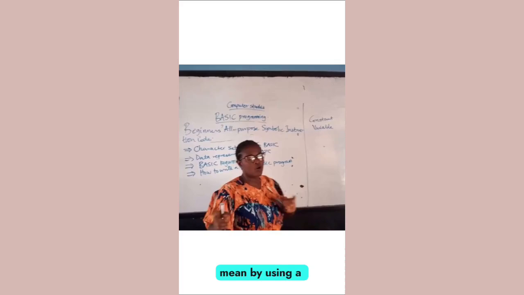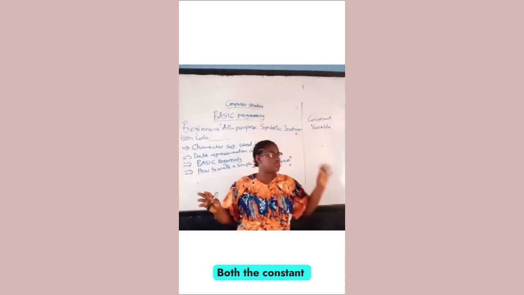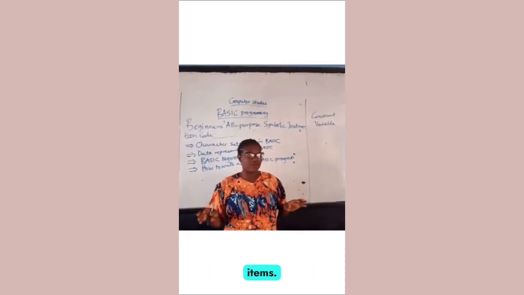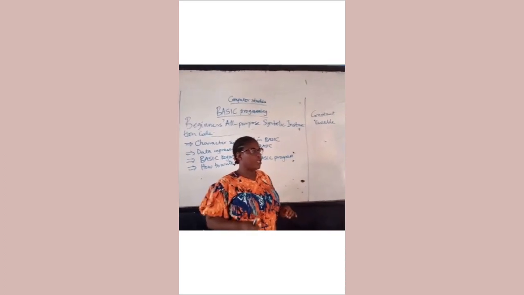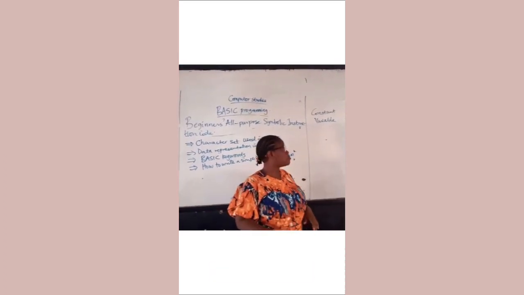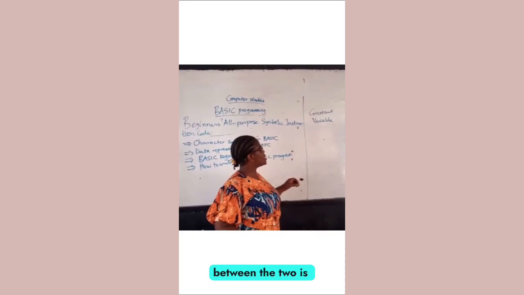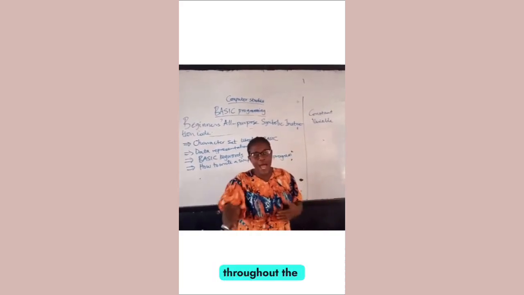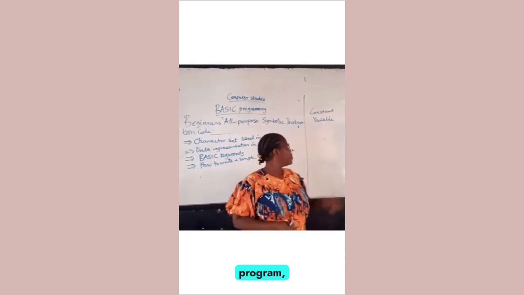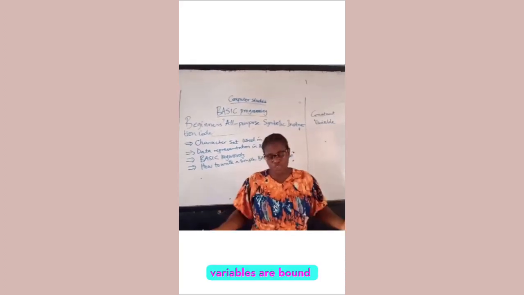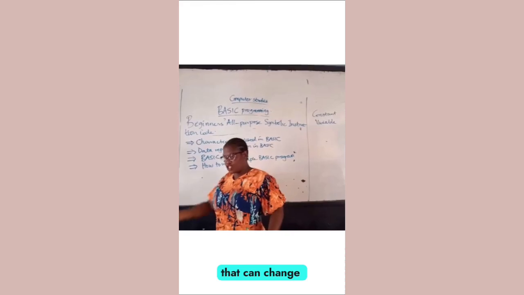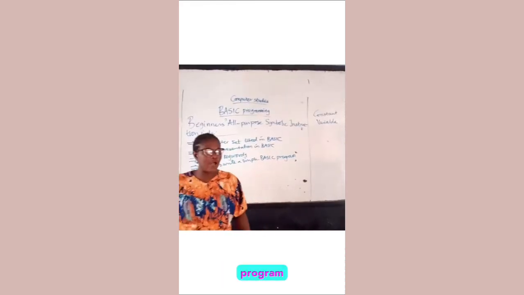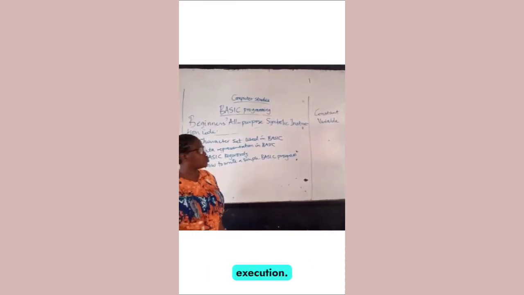Now, what do we mean by using a constant or a variable? Both the constant and variable are data items. They can be used in writing a BASIC program. But the difference between the two is that while constants are data items that do not change throughout the writing of the program, variables are bound to change. They are data items that can change while writing the program or during program execution.